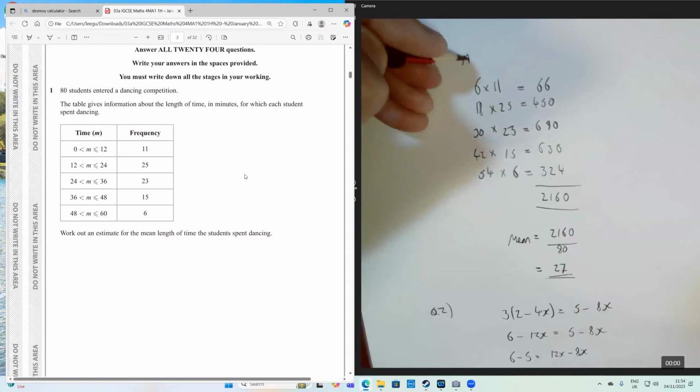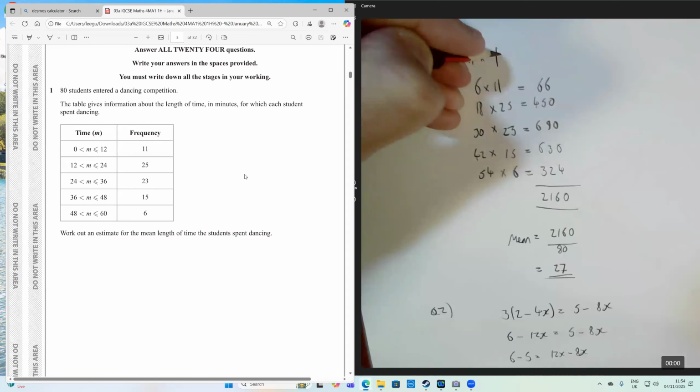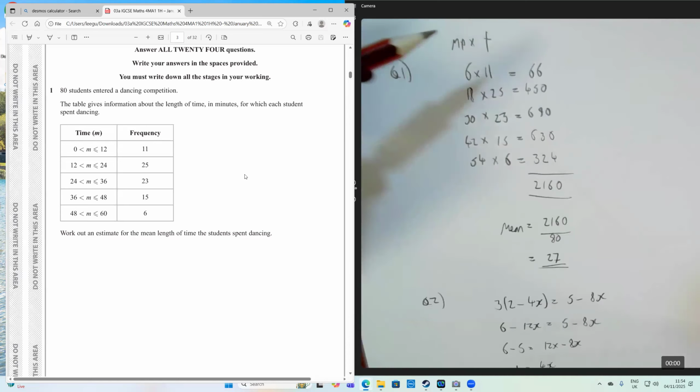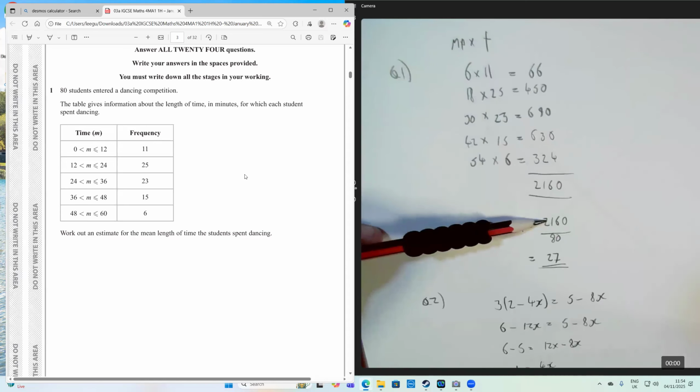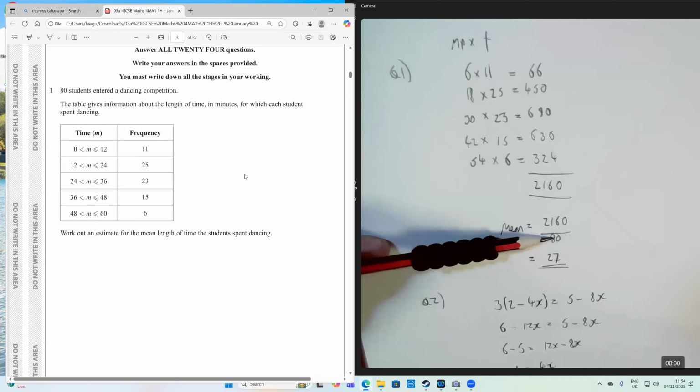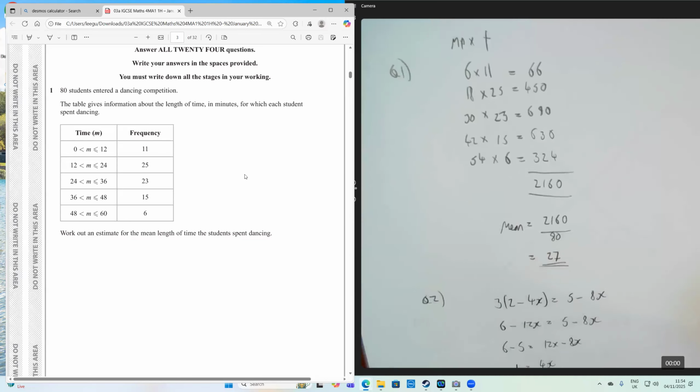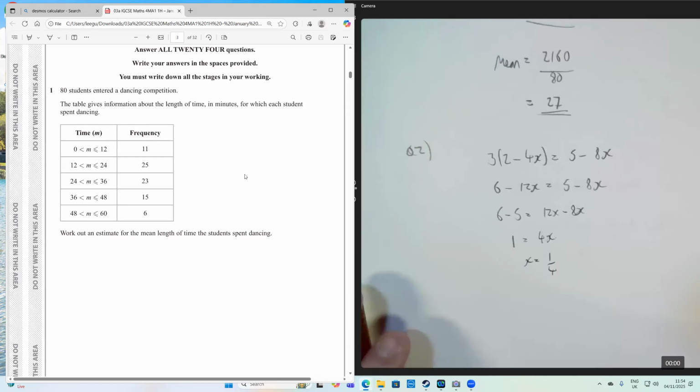That's right here, MP for midpoint, times by the frequency. That gives us all of these values. We add them up, and the mean is that total divided by the total frequency, which is 80. So that gives us a mean of 27 for question 1.